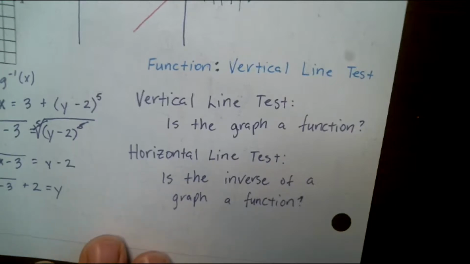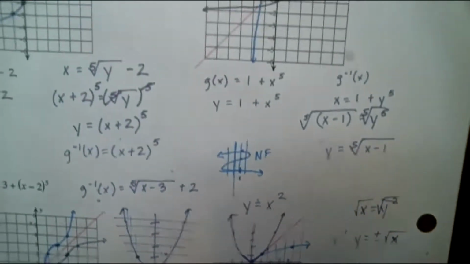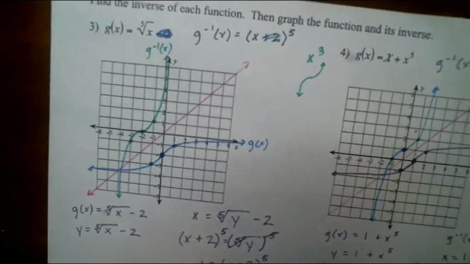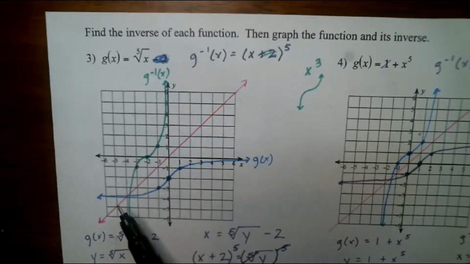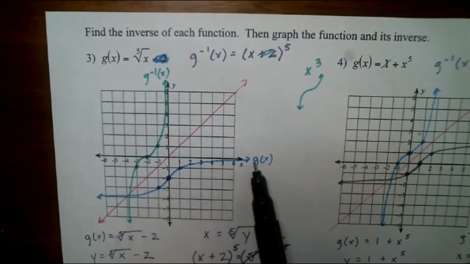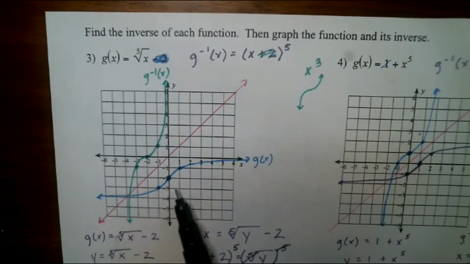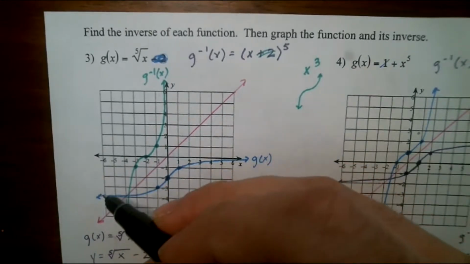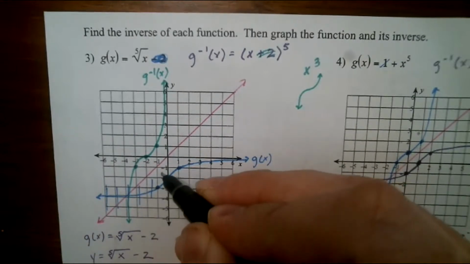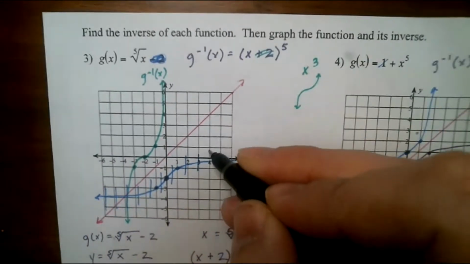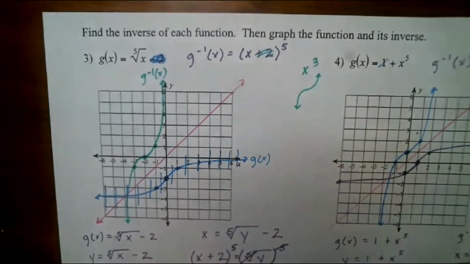Okay. So, coming back to number 3. This was my g of x. Does it pass the vertical line test? Yes or no? Someone type that into the chat box. Does this pass the vertical line test? Yes. Very good, Caitlin.